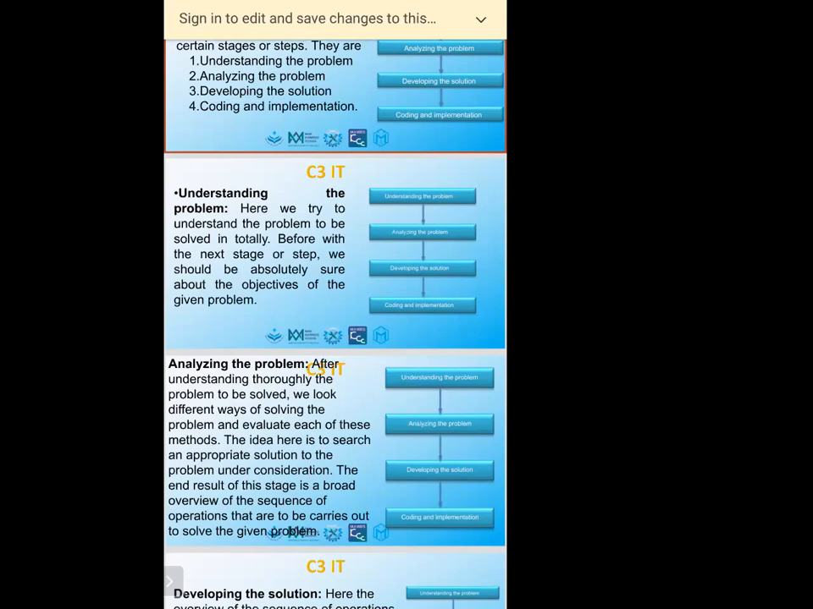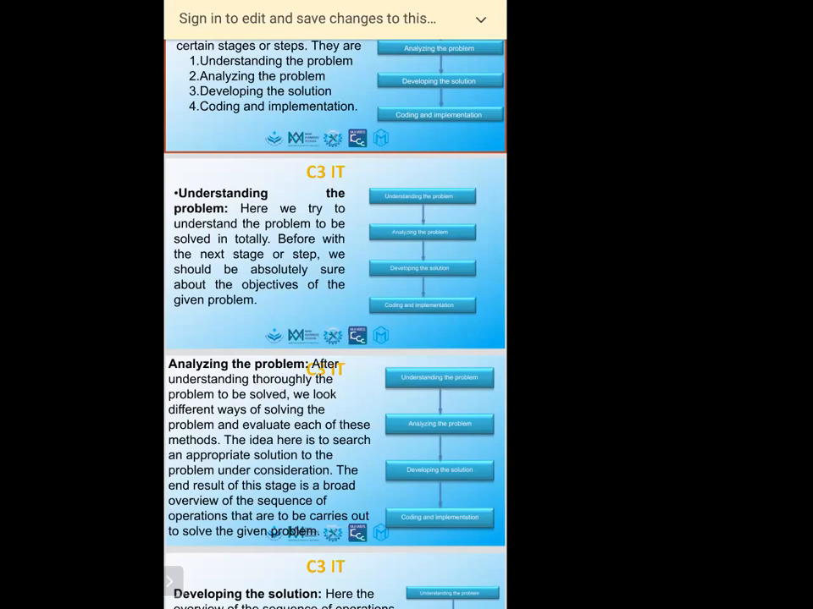The end result of the stage is the broad overview of the sequence of the operations that are to be carried out to solve the problem. See, after analyzing the problem, you will have the sequence of operations. So this is the first step you have to do. This is the second step you have to do. This is the third step you have to do. Likewise, you will have the different steps to solve the problem.